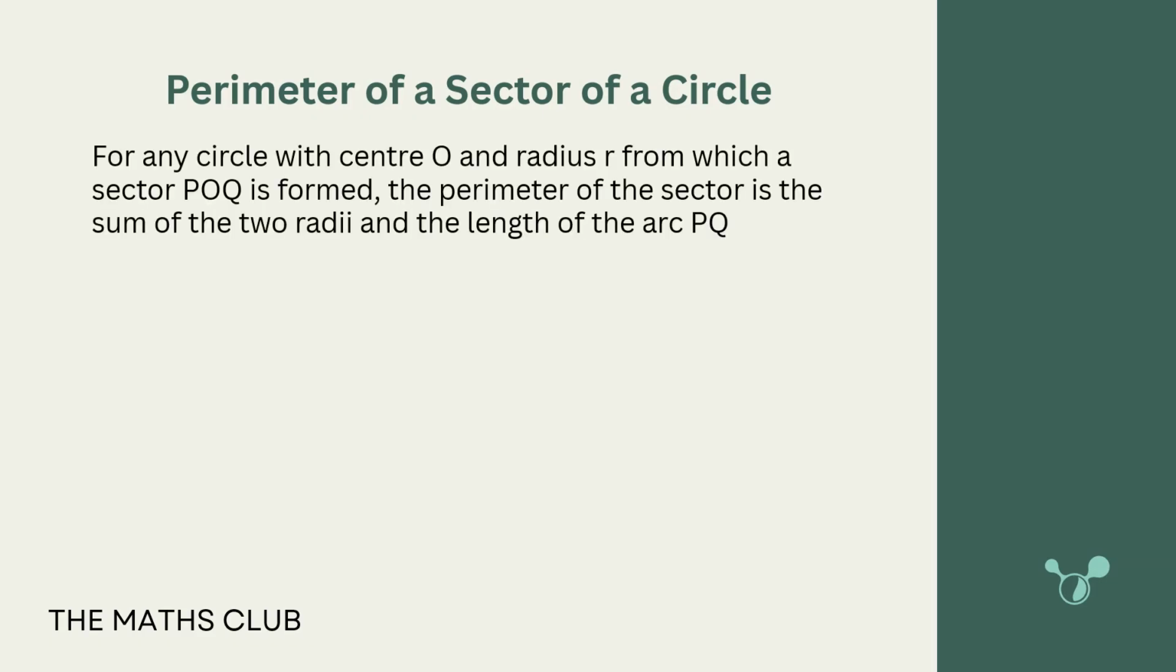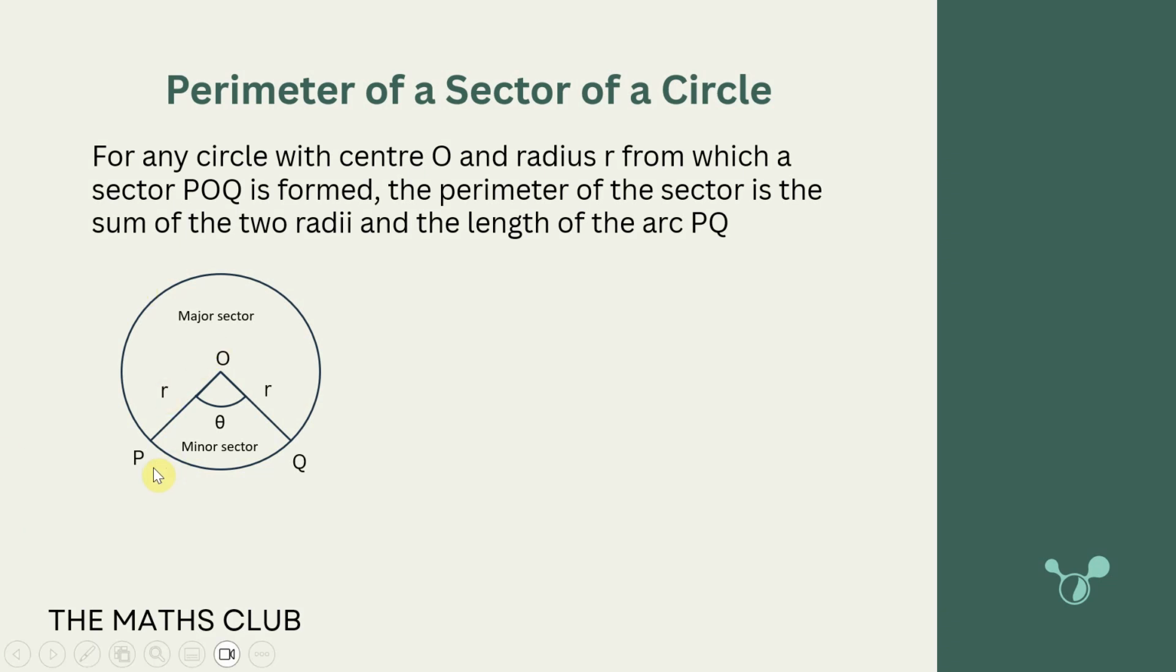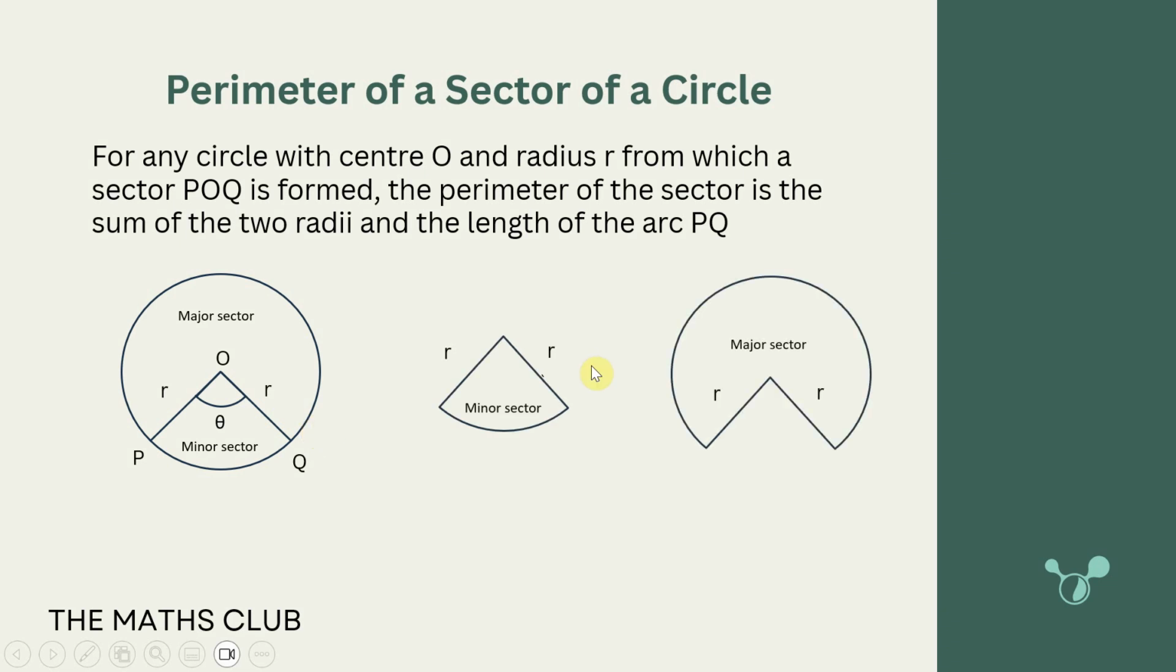So the first thing we're looking at is perimeter of a sector of a circle. For any circle with center O and radius r, from which a sector POQ, so this is sector POQ here, this P, this O, and this Q. This is the minor sector, and of course this is the major sector. You can see the minor sector here and the major sector here.